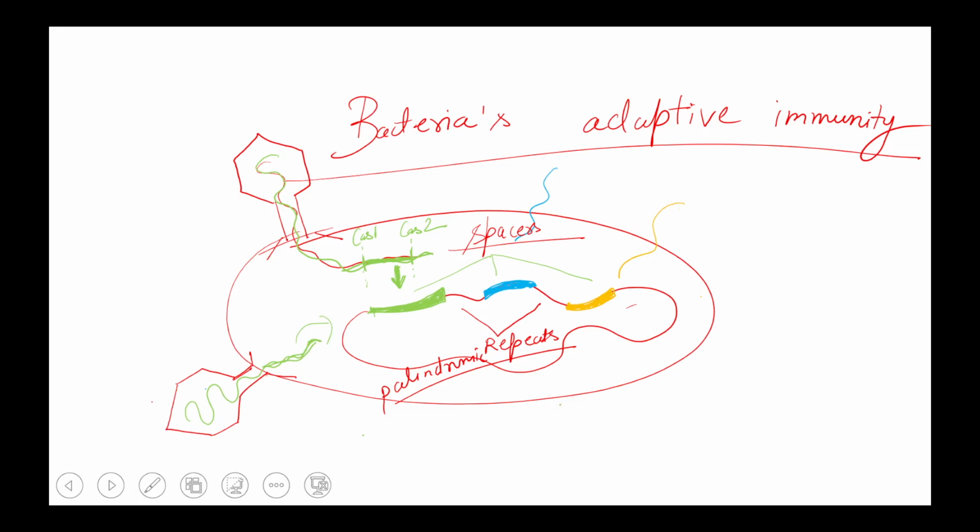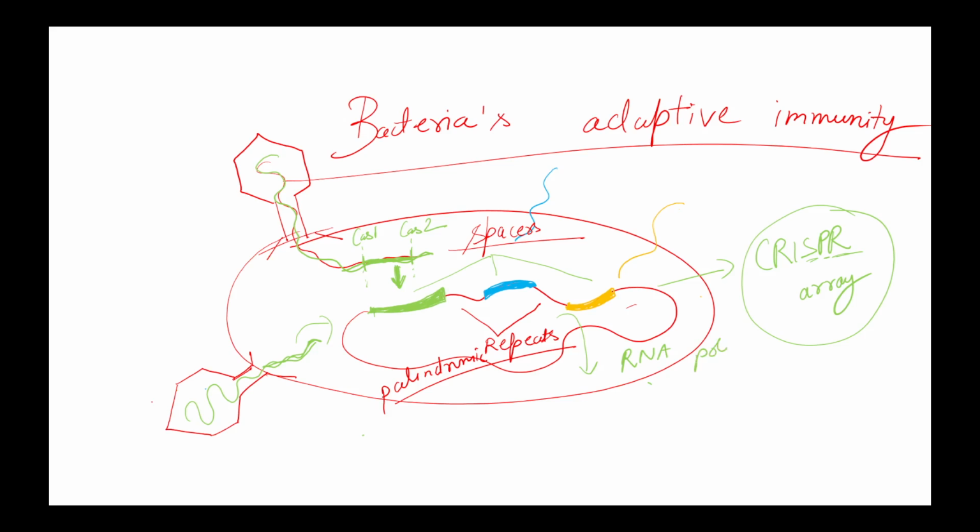This arrangement of palindromic repeats separated by spacer sequences is called the CRISPR array. Okay, clustered regularly interspersed short palindromic repeats. These are the CRISPR array. Then this particular sequence of the DNA undergoes transcription, which is done by RNA polymerase 3.